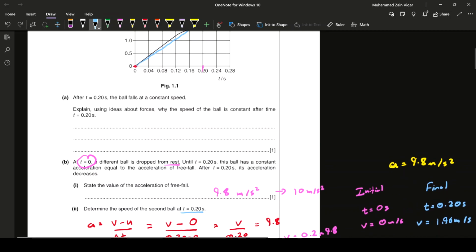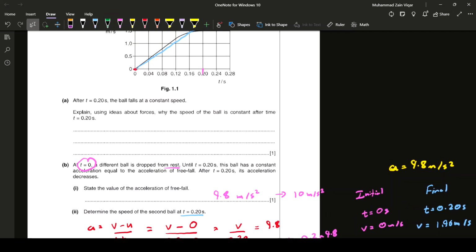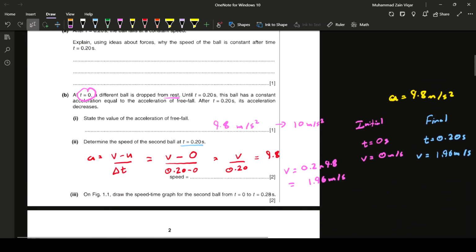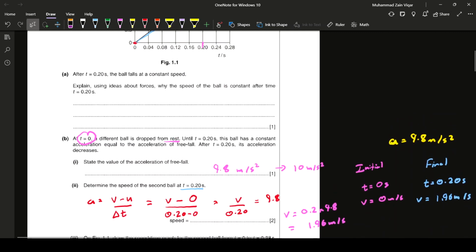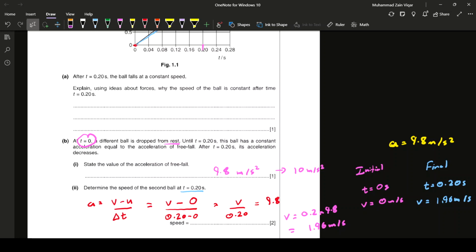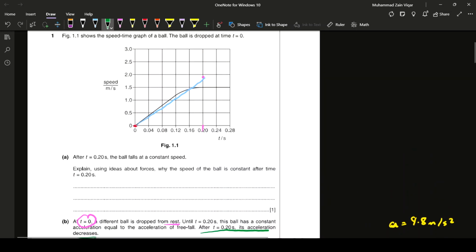Now I'm done with drawing the speed time graph till time t equals 0.2 seconds. But in the question they've asked me to draw the speed time graph for the second ball from time t equals 0 to time t equals 0.28 seconds. So there's some 0.08 seconds remaining. How do I plot them? They've told me that after this, its acceleration decreases, meaning the gradient of the line should be decreasing. Why? Because the gradient of the speed time graph equals acceleration, and since acceleration is decreasing, I should draw a line whose gradient is decreasing.